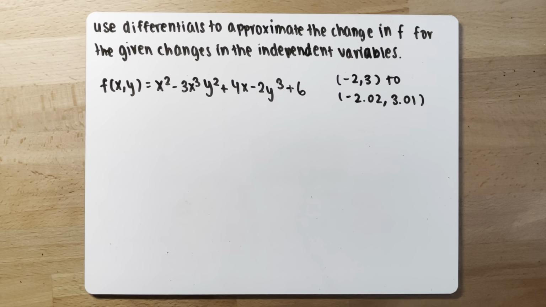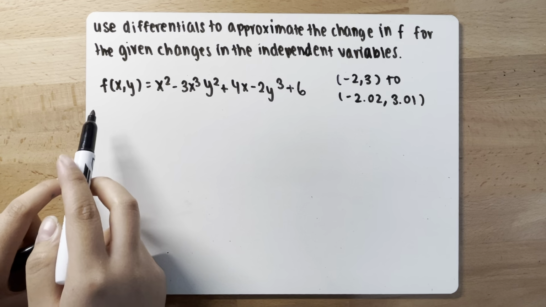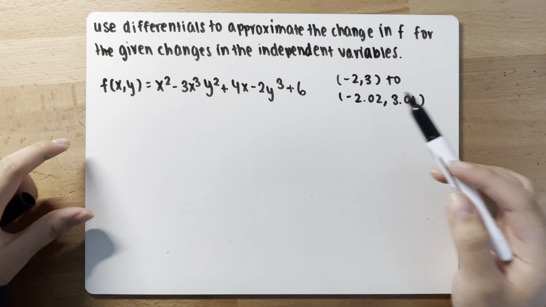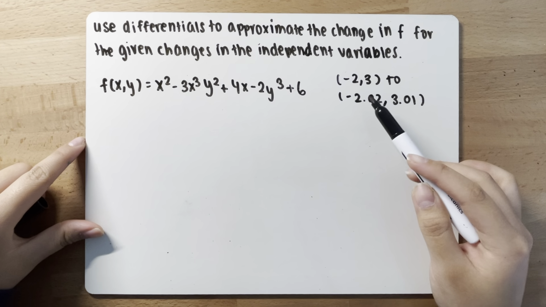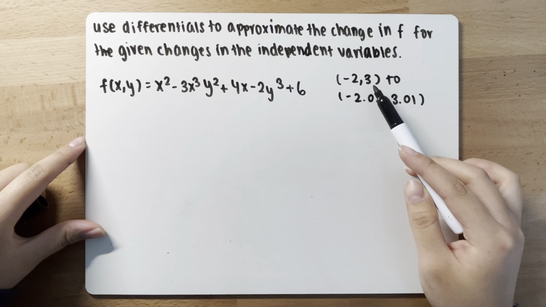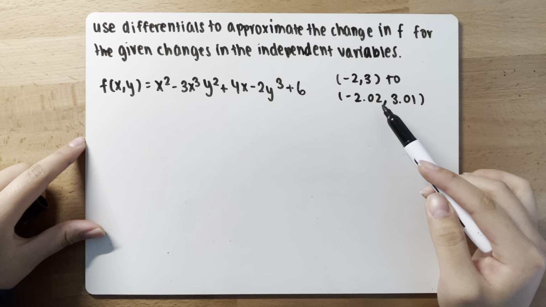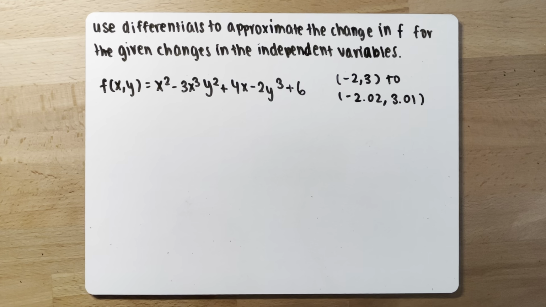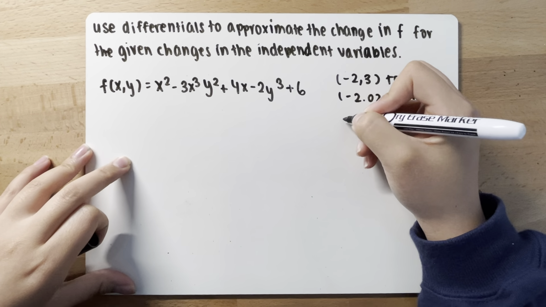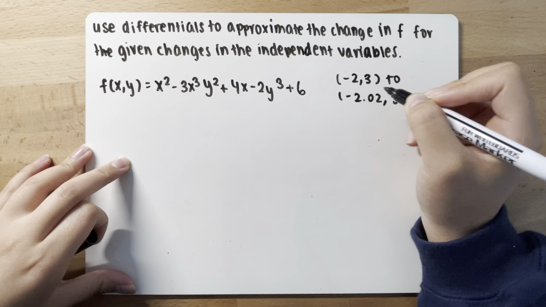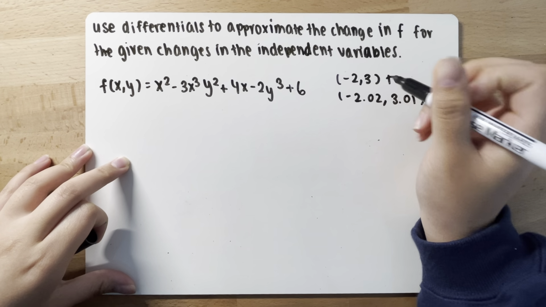Use differentials to approximate the change in f for the given changes in the independent variables. So we have the function f and we have the points, from (-2, 3) to (-2.02, 3.01). What you want to do first is begin by finding the change in x and the change in y.